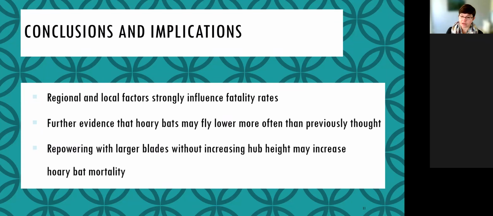And we know that our fleet is aging, and so a lot of operators are opting to replace the blades with longer turbine blades, but leaving the towers alone, and that would effectively reduce the ground clearance of all of those. And then other talks today are going to talk about trends in where we see these things happening, and where we see the turbine design going. And so that also is going to have implications for ground clearance, and that may also impact the future of hoary bat mortality at wind facilities.